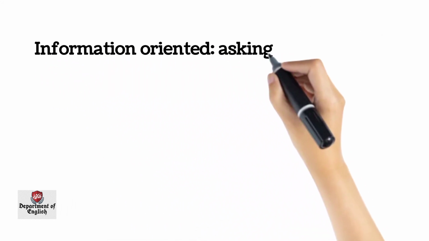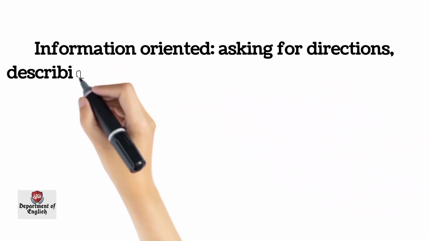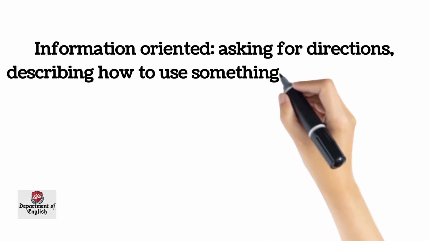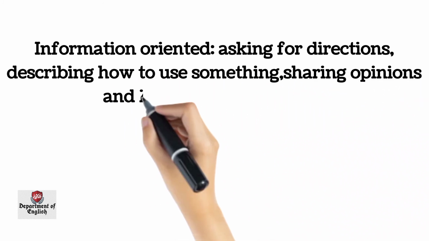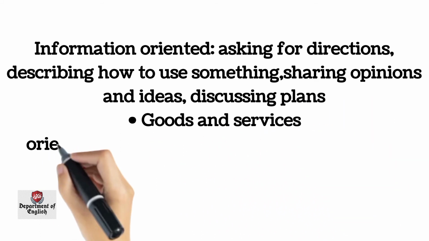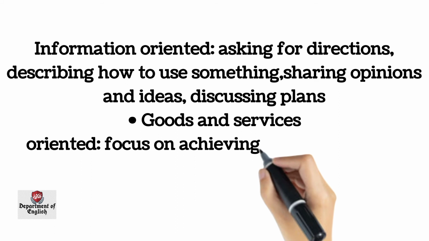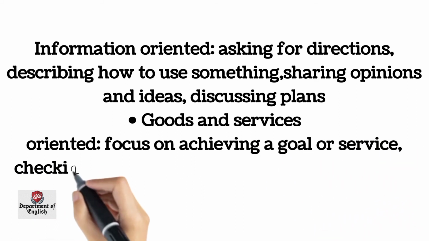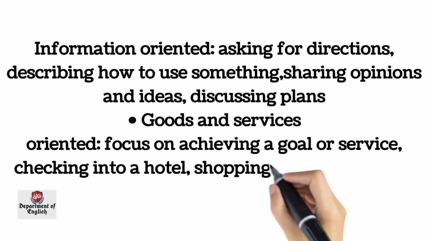Information-oriented: asking for directions, describing how to use something, sharing opinions and ideas, discussing plans. Goods and services oriented: focus on achieving a goal or service, checking into a hotel, shopping, ordering a meal.